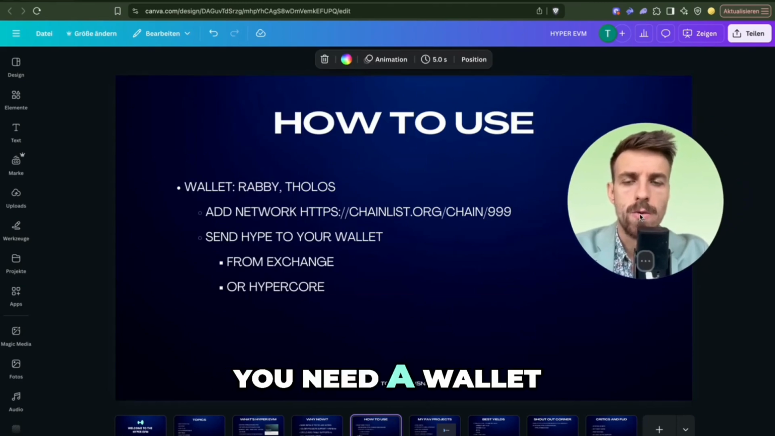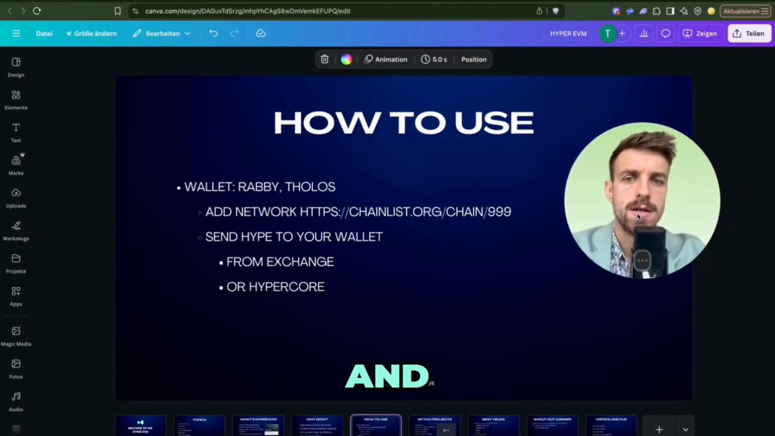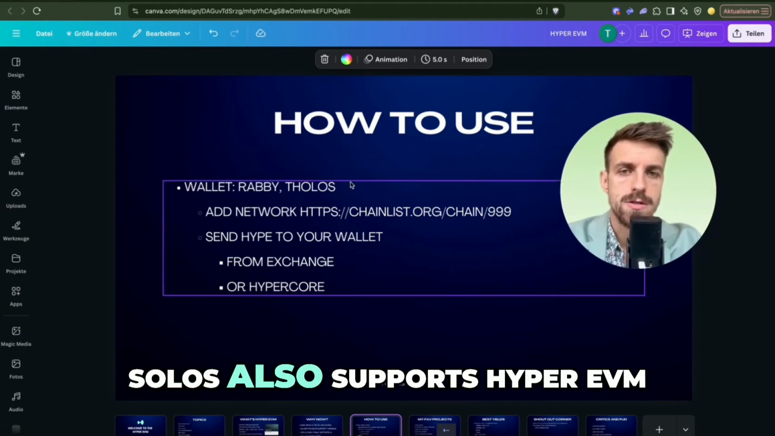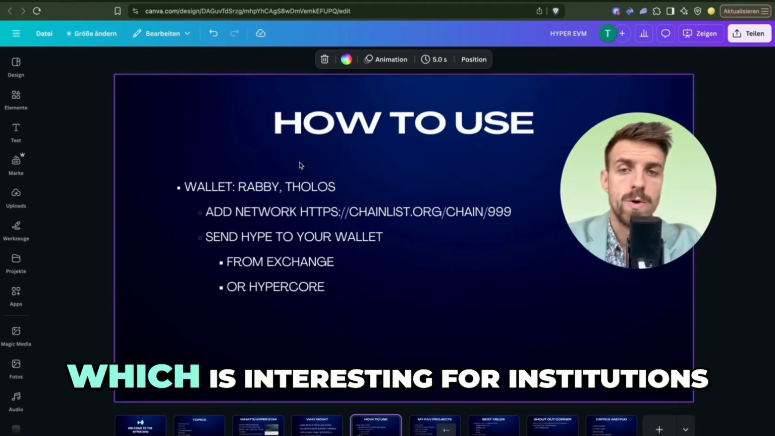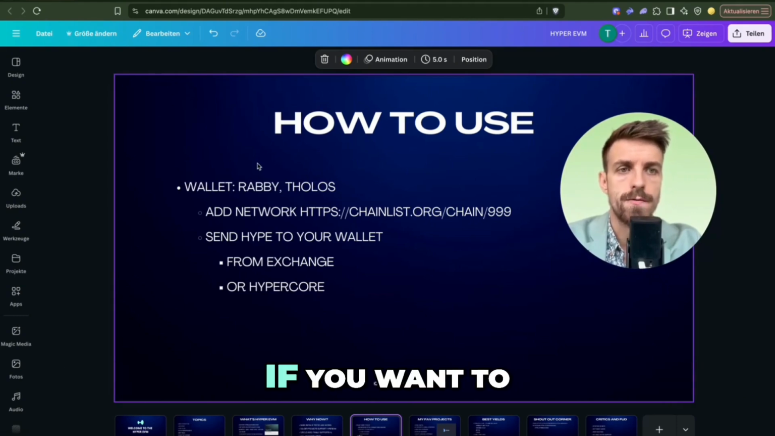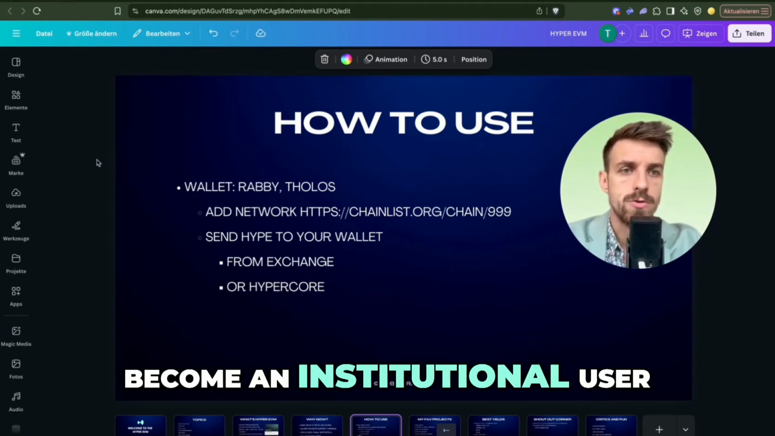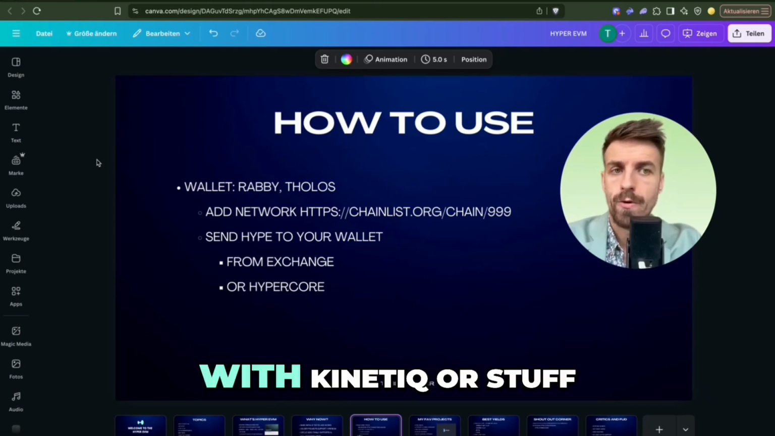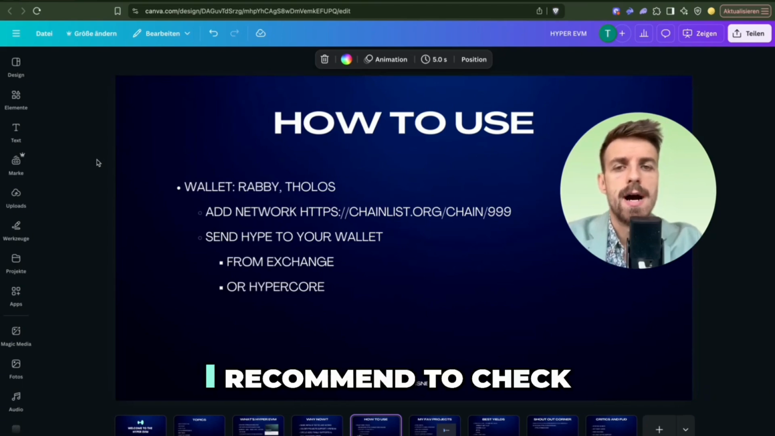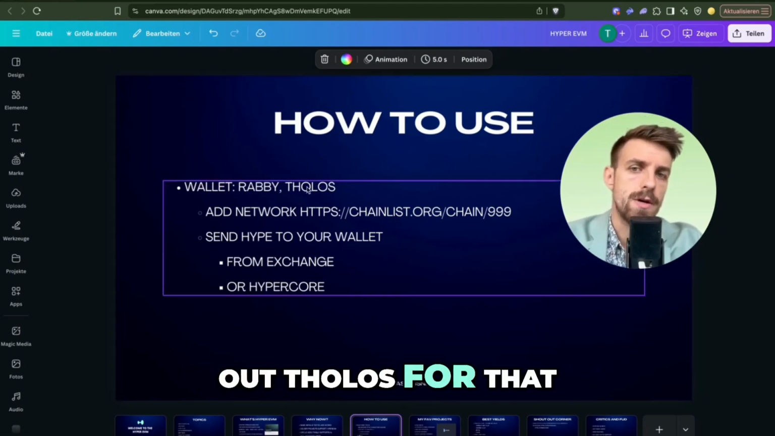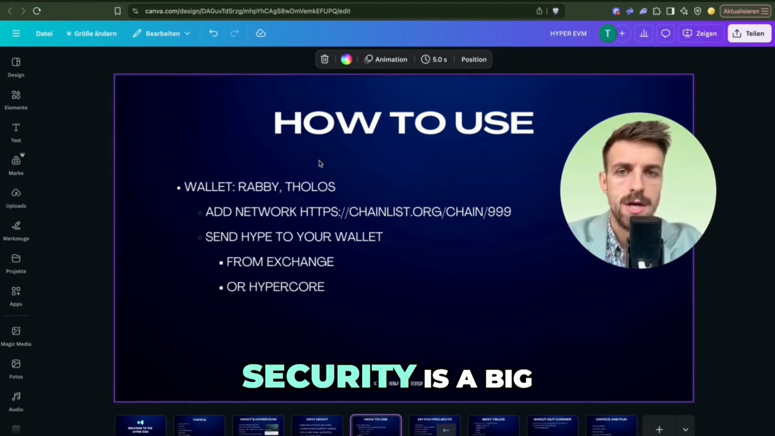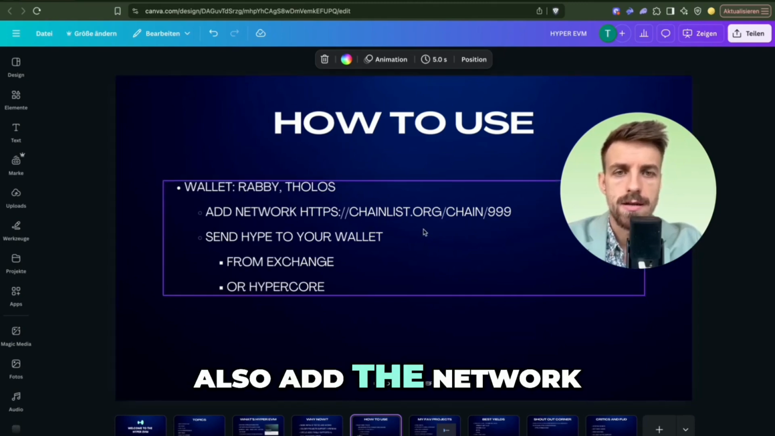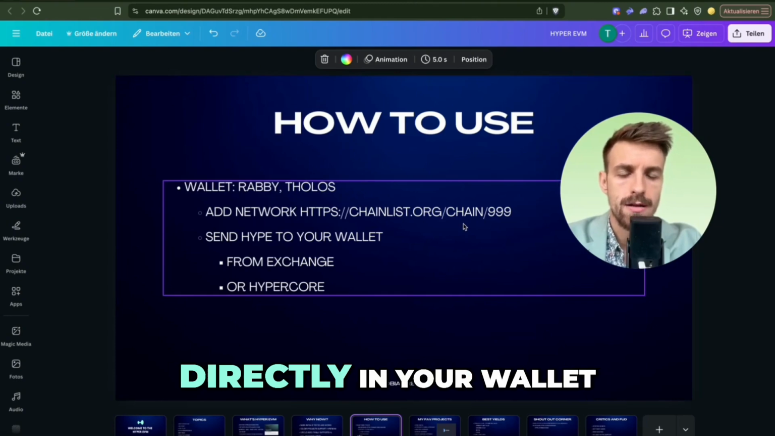It's easy. You need a wallet. I use a Rabby wallet, but you can also use other wallets. Tholos also supports HyperEVM, which is interesting for institutions. If you want to become an institutional user, for example, also stake your hype with Kinetic or stuff like that, I recommend to check out Tholos for that because, of course, security is a big concern there. You can also add the network if it's not supported directly in your wallet.